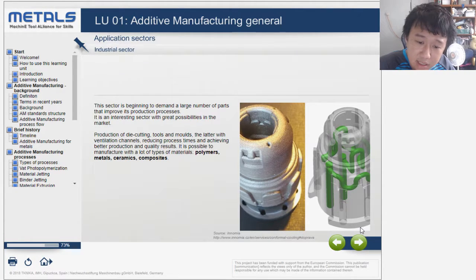In the industrial sector, the production of die cutting tools and molds, the latter with ventilation channels, reduces the process time and achieves better production and quality. So you can see in the picture that 3D printing allows you to design channels inside your parts that in the past you probably couldn't do very easily. So you can design these internal voids with 3D printing pretty easily because you are creating the parts layer by layer.